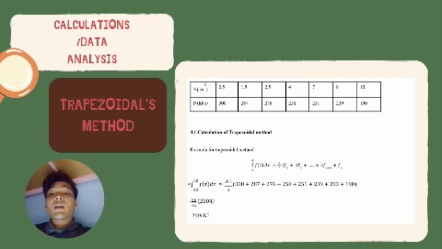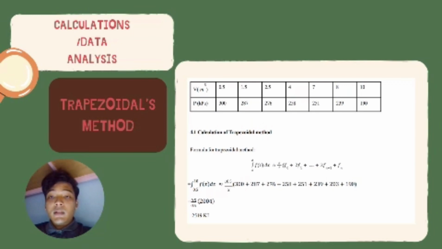And for the fourth step, we substitute into the trapezoidal rule, and the integral approximation becomes the integral from 0.5 to 10 of fx dx equal to h over 2 multiplied by f0 plus 2f1 plus 2f2 plus 2f3 plus 2f4 plus 2f5 plus f6. After we substitute the values, we will get 2519 kJ.